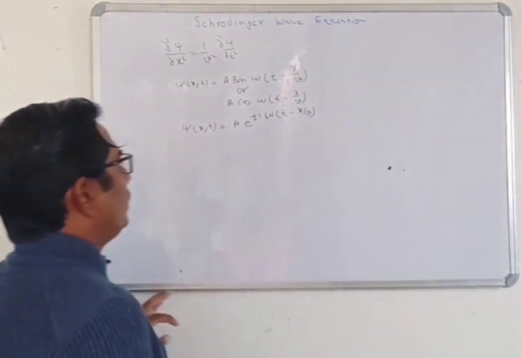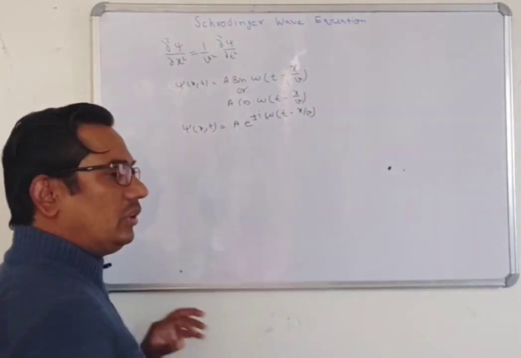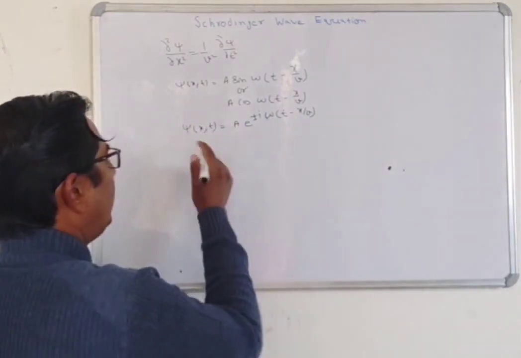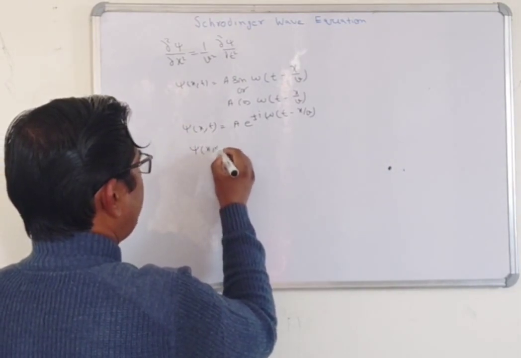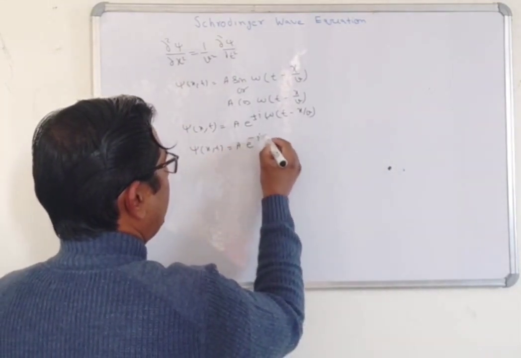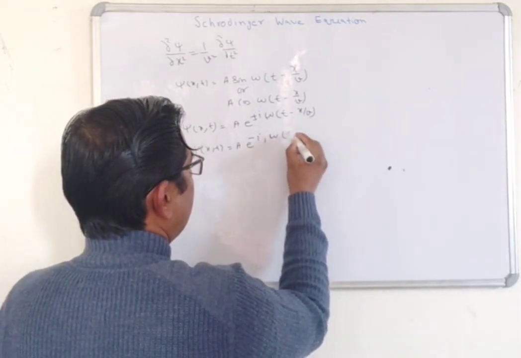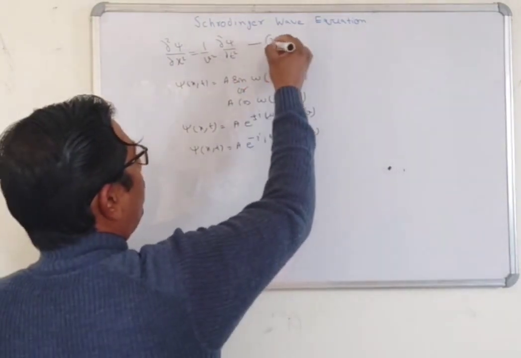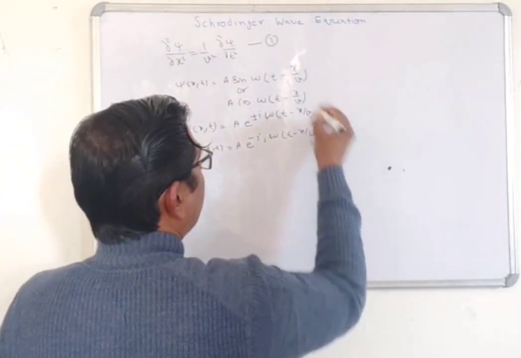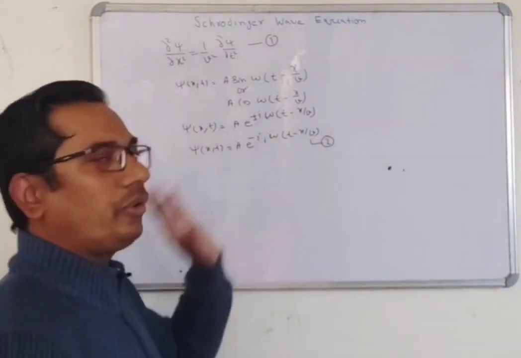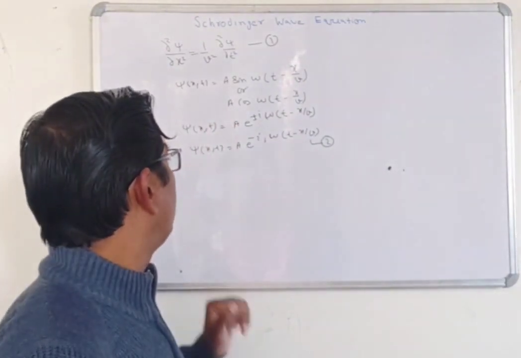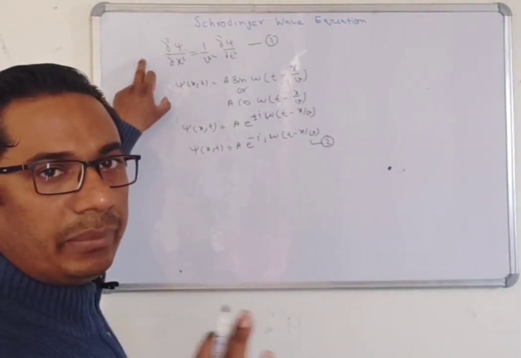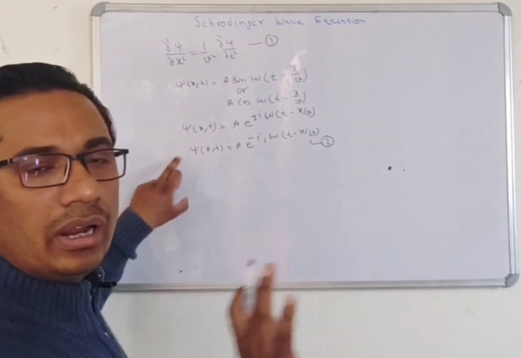Now suppose we assume that the wave is traveling in the positive x direction, we will take the negative sign like that: psi of x, t is A e to the power minus i omega t minus x upon v. This is equation 1, and the solution of equation 1 is equation 2. You can see here, this is the solution of the traveling wave.